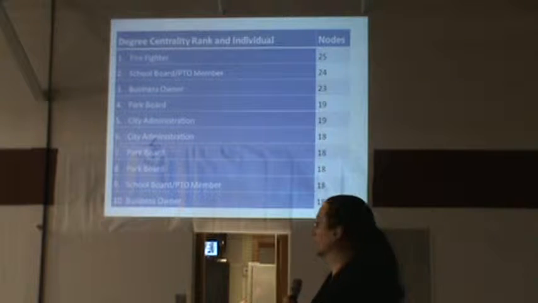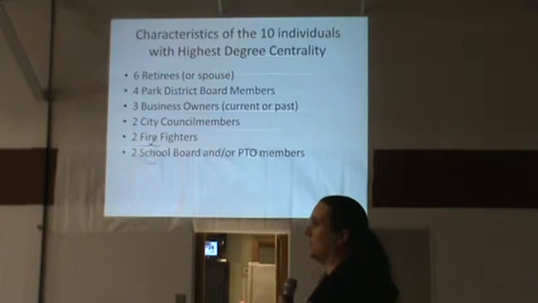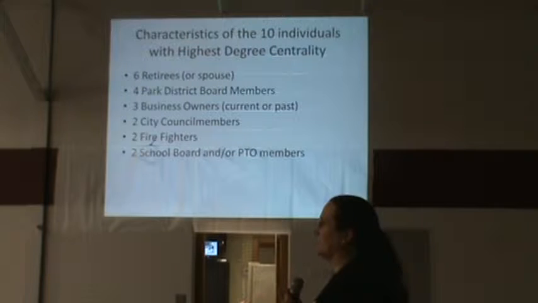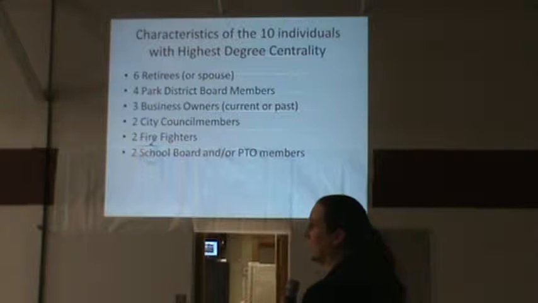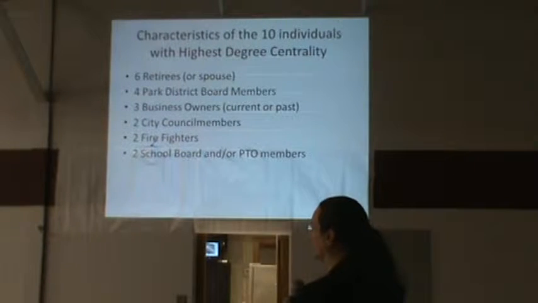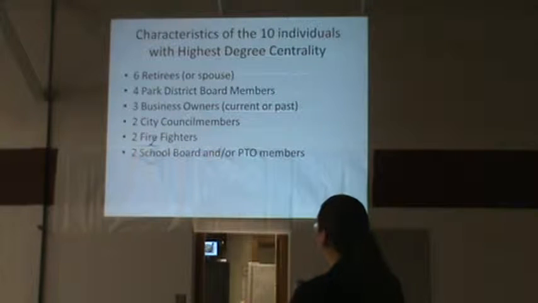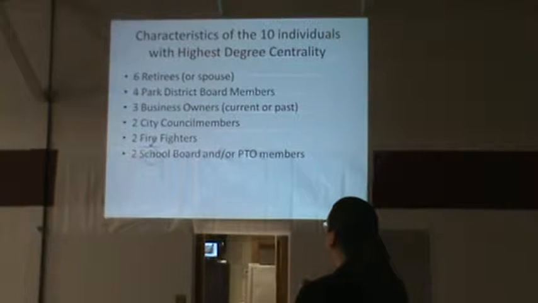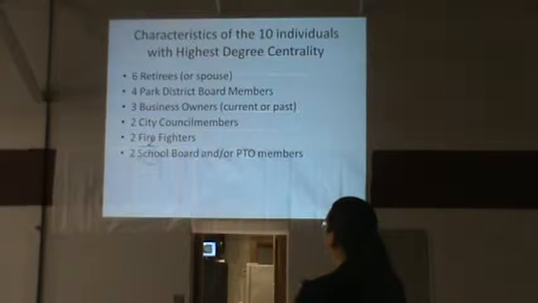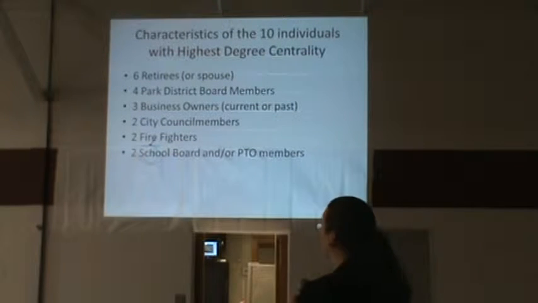10th is a business owner. And obviously that one label doesn't cover all of the aspects of those individuals, so I broke that down a little bit more. Within that list, there's 6 people who are retirees or a spouse of a retiree. 4 are park district board members. 3 are business owners, whether current or past business owners. 2 are city council members. 2 are firefighters, and 2 are school board or PTO members.